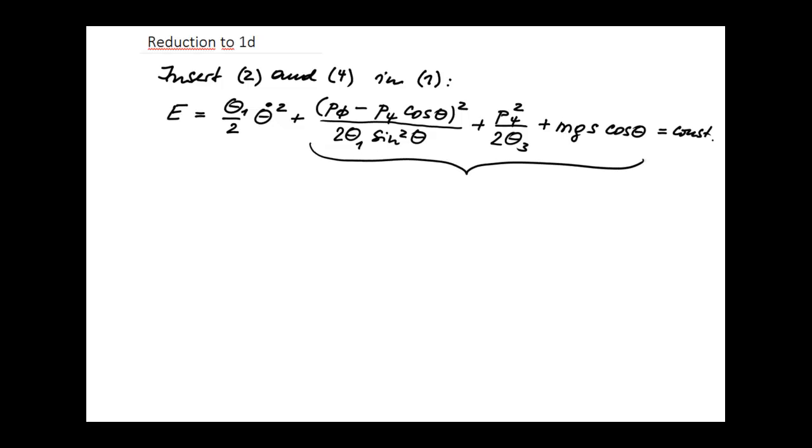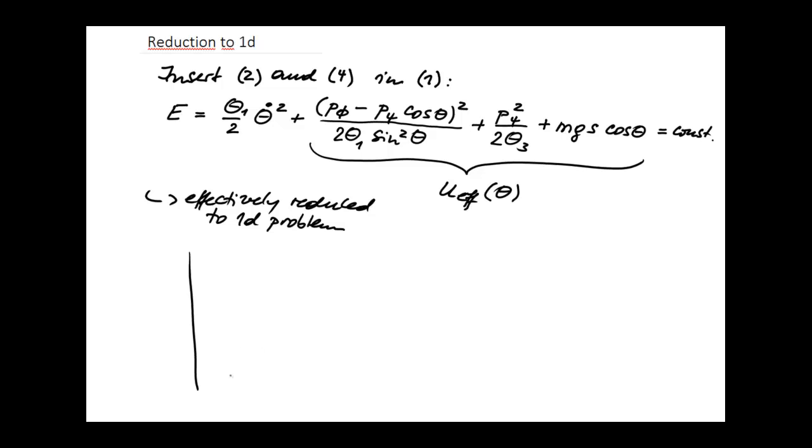These last 3 terms here, we can view as an effective potential that is a function of theta. And now this looks just like the total energy of a one-dimensional mechanical system. We have the kinetic energy, theta 1 over 2 theta dot squared. That's like mass over 2 velocity squared in one dimension, plus some potential which depends only on position, and in this case position is the Euler angle theta. So we have effectively reduced everything to a one-dimensional problem.